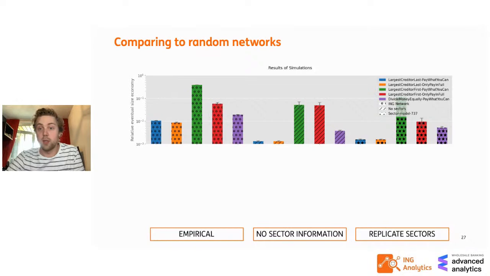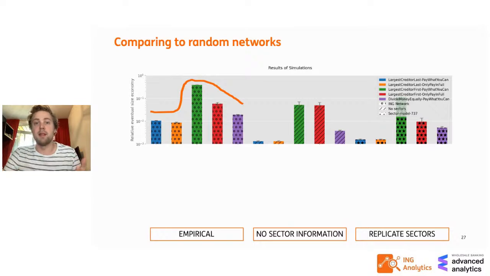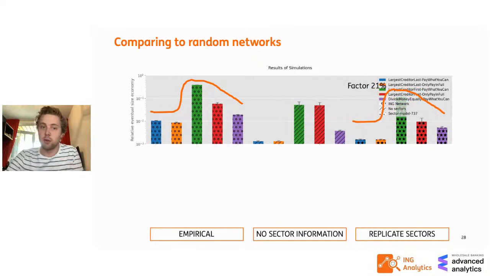There are already some things that we can see. For example, the general shape of the height of the bars, which might tell a bit how the strategies compare to each other, is similar for the empirical network and the random networks where the sectors are constrained. And the factor between the bars is approximately 21%. It differs a bit. Note the log scale, by the way. That's why this is 21%.